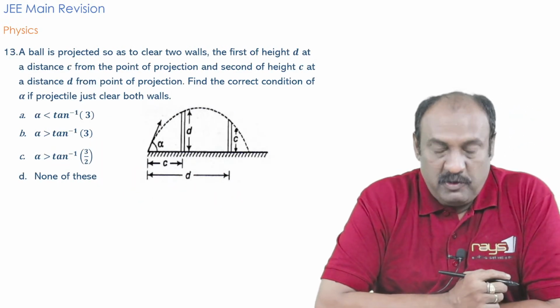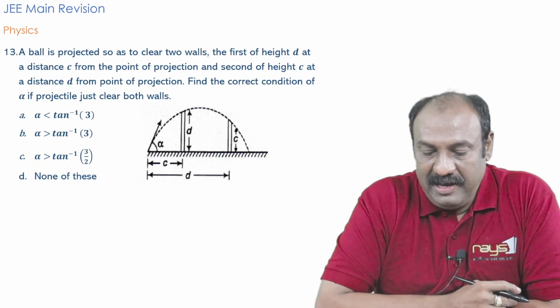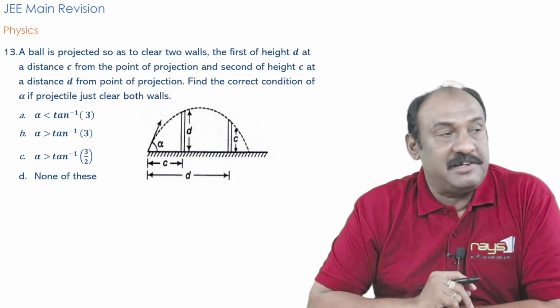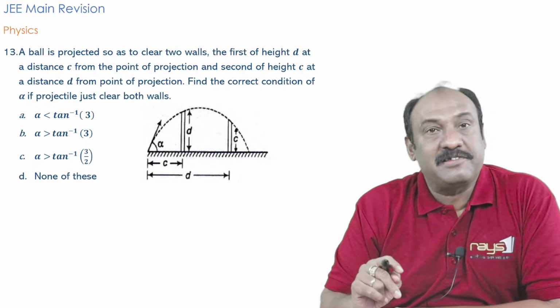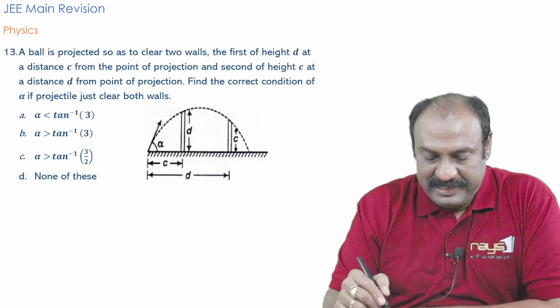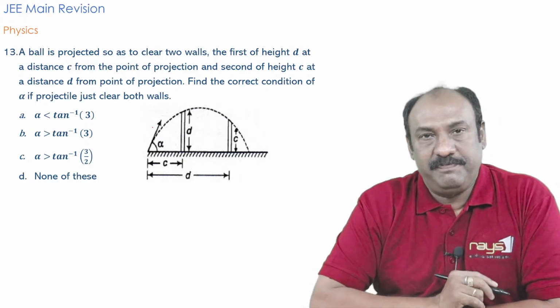A ball is projected so as to clear two walls. The first of height d at a distance c from the point of projection, second of height c at a distance d from the point of projection. Find the correct condition of alpha if the projectile just clears both walls.